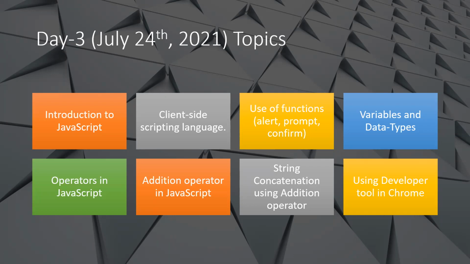Introduction to JavaScript. Many people might know it. And then what is client-side scripting, and why do we call JavaScript a client-side scripting language? Use of the functions, preferably the functions which we use very often: alert, prompt, and confirm, and how to use them in the client-side scripting language called JavaScript. It is not directly connected to SSJS, but yes, we might have to use it later.